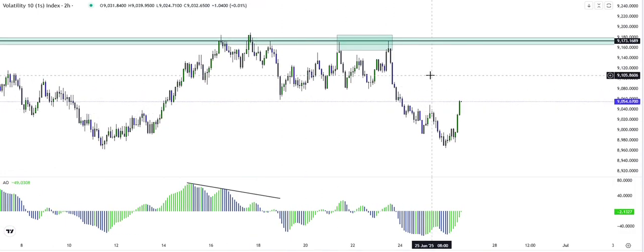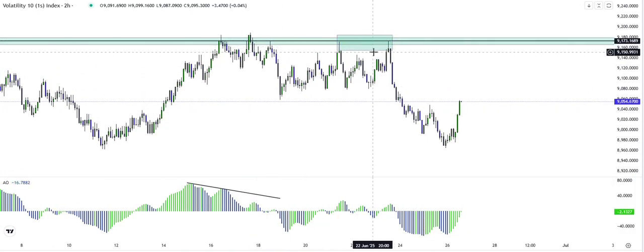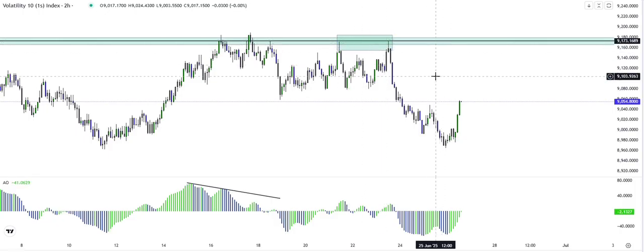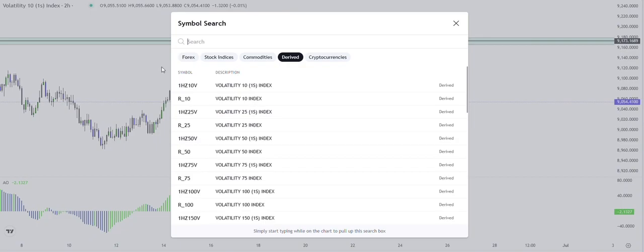Once I found that confirmation, I waited for price to tap into the zone. I didn't jump in blindly as soon as it tapped in there. I used my other methods to actually find an entry. So that's how we got that trade right there.